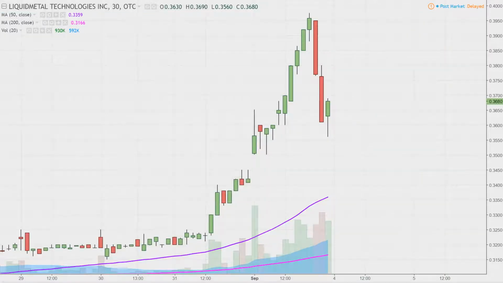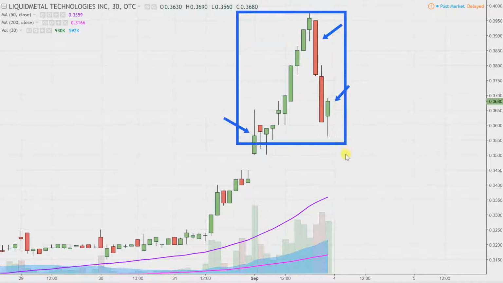Real quick, what do I mean by 30-minute, in case maybe you're new to charts? Instead of each one of these candlesticks here representing one day's worth of price action, which is what you would normally see, each one represents 30 minutes. So all this here may look like several days' worth of time. It's actually just today's price action broken down into 30-minute time slices.